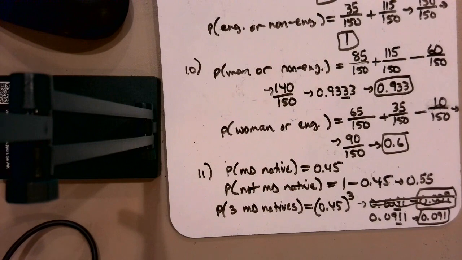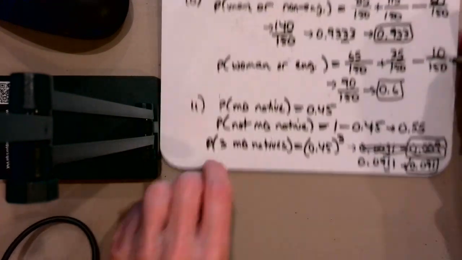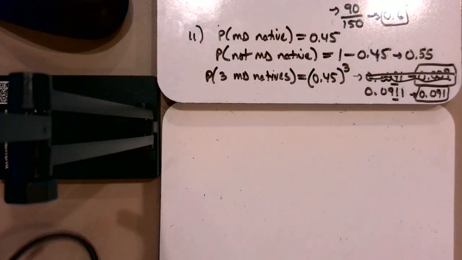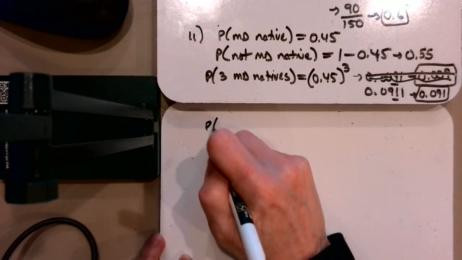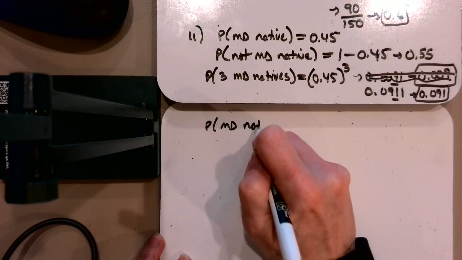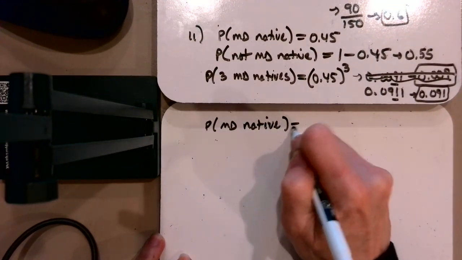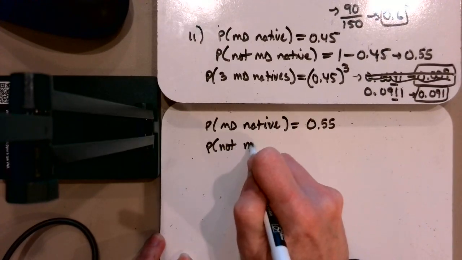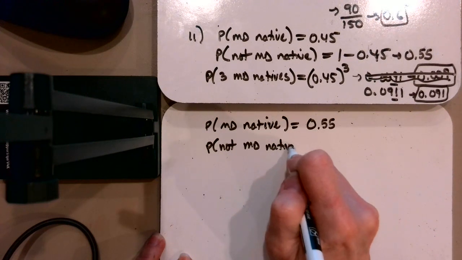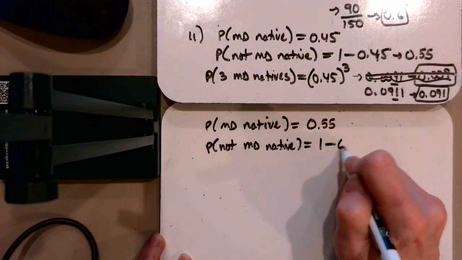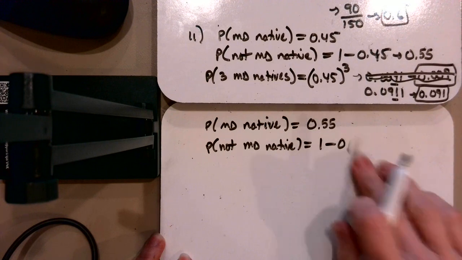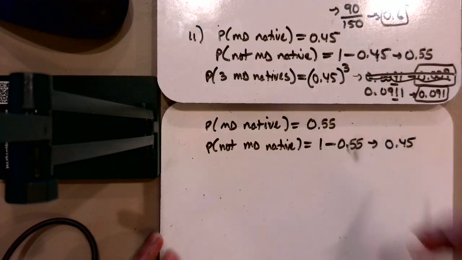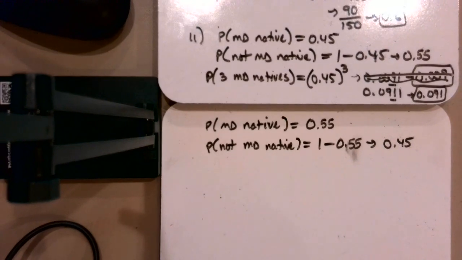So the other version of question 11 says find the probability again. So the probability that someone, a BCCC student, is a Maryland native is 55%. So that means the probability that someone is not a Maryland native in this version of the question is 1 minus 0.55, which is going to give you 0.45, or 100% minus 55% gives you 45%.